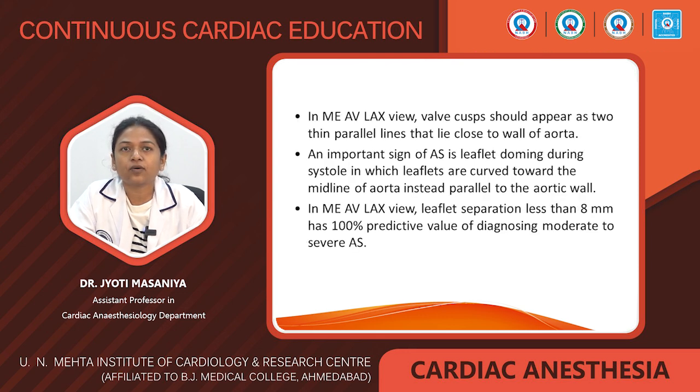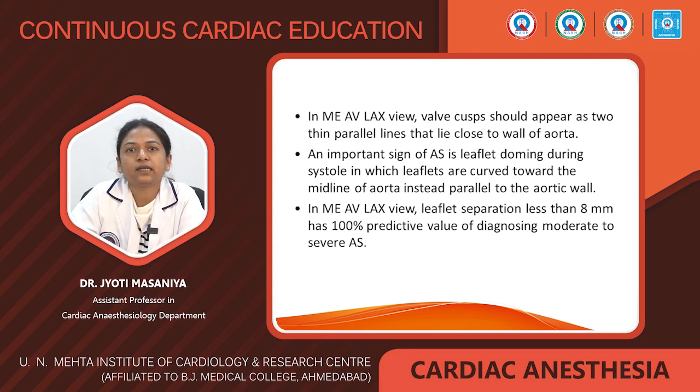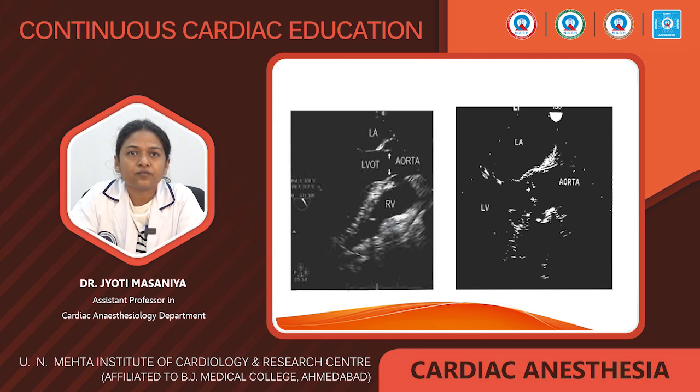In the mid-esophageal AV long axis view, the valve cusps should appear as two thin parallel lines that lie close to the wall of the aorta. An important sign of aortic stenosis is leaflet doming during systole, in which the leaflets are curved toward the midline of the aorta instead of parallel to the aortic wall. As you can see in the first figure, the leaflets open parallel to the wall of the aorta. In the second figure, the leaflets are thickened and curved toward the midline instead of parallel to the wall of the aorta.